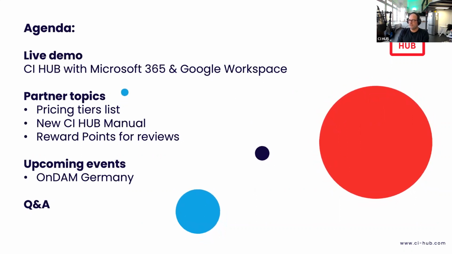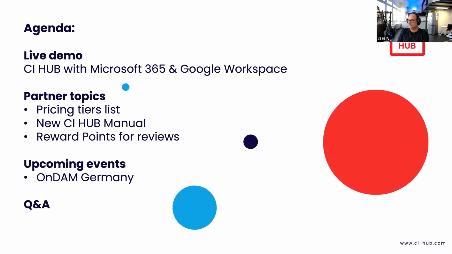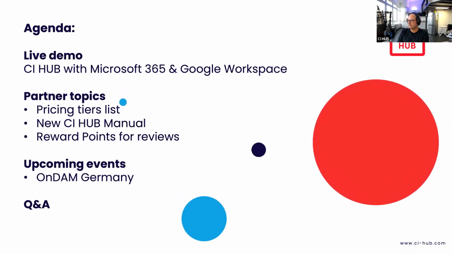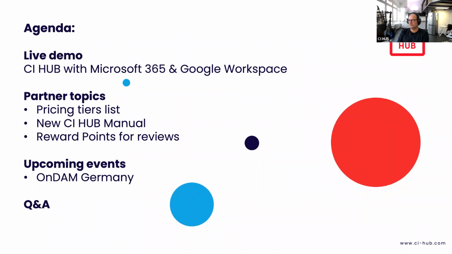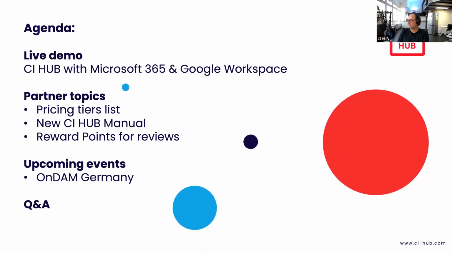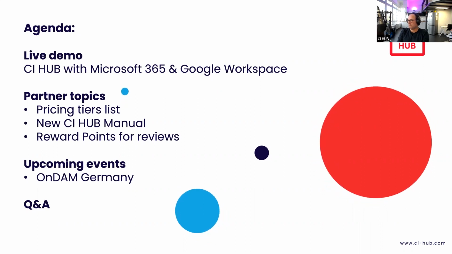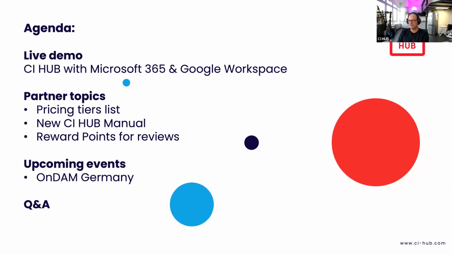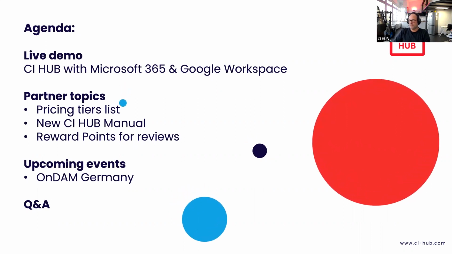Partner topics, we also had lots of requests on a tier pricing list up to 4,000 licenses, because lots of you have questions with licenses in larger amounts. So we created a nice price list for all the different products. We have created a Handbuch, a manual for CI Hub. We would like to introduce this one to you.